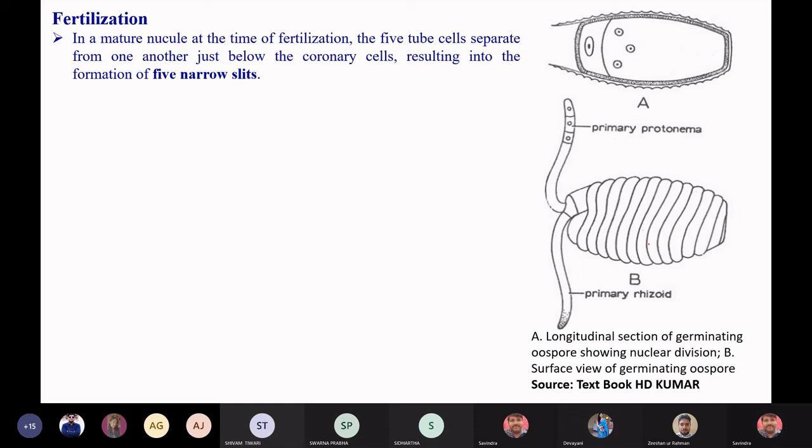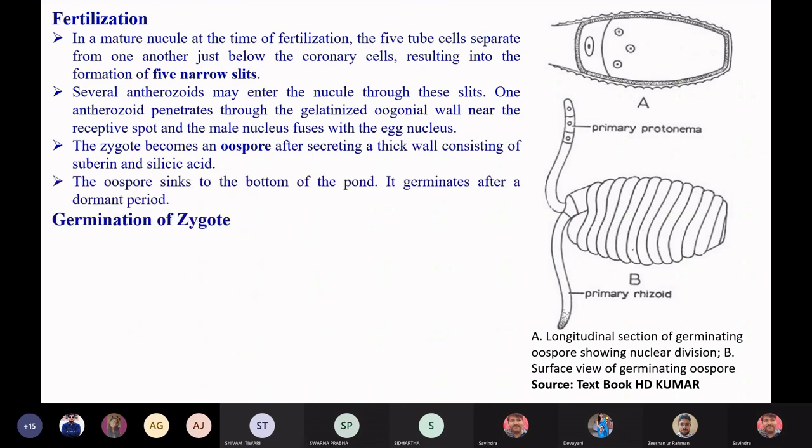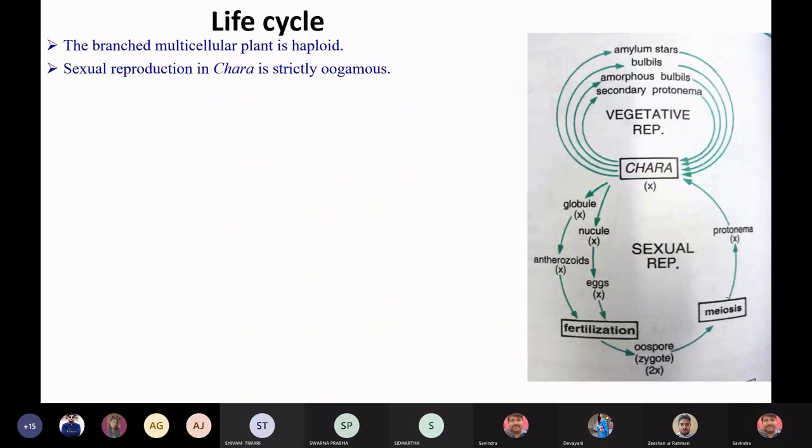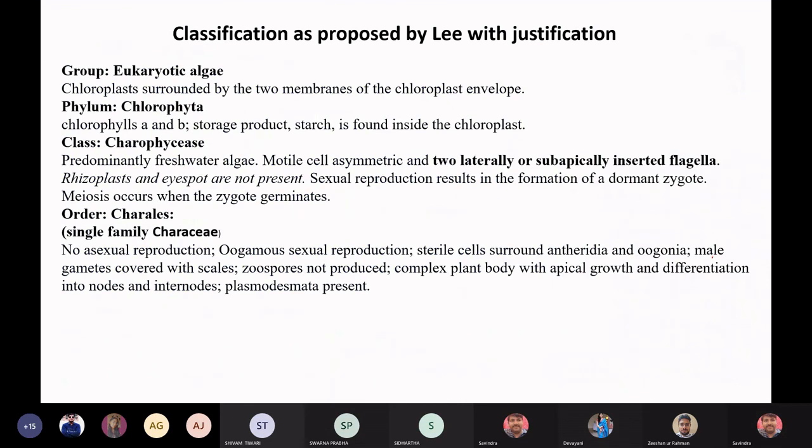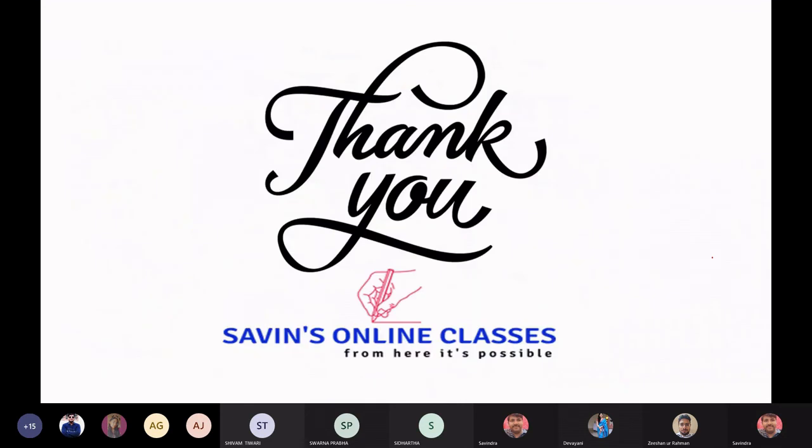If you cannot see the primary protonema and primary rhizoids, it doesn't mean that you will not remember this. You have to remember this, especially for your theory purpose. In the same way, for the life cycle, you should know at least the diagrammatic representation of the life cycle. So that's it from our side for today.